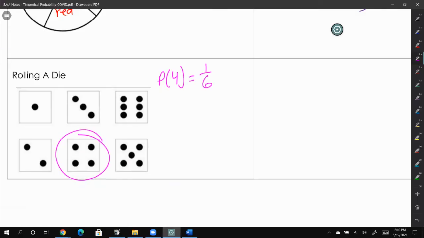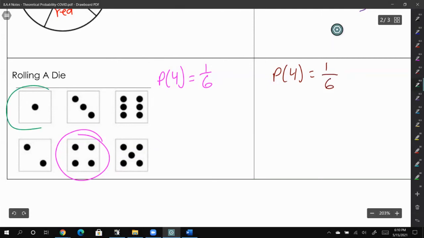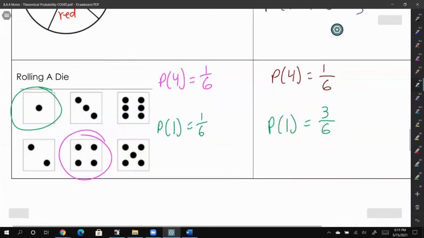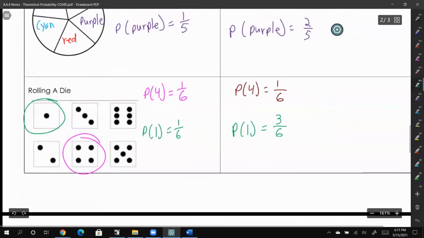So it happened to be that the probability of a 4 was also 1 out of 6, what we would expect. But we did see that the probability of rolling a 1, we would expect it to be 1/6 as well, because there's 6 numbers and rolling a 1 is just one outcome. But when we did that experiment, it was actually 3 out of 6. So, that was kind of interesting to see.